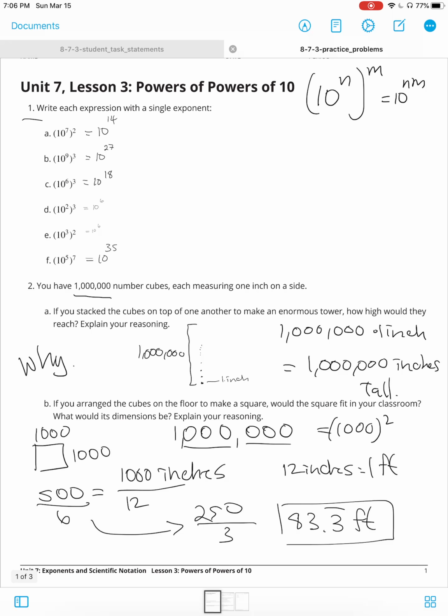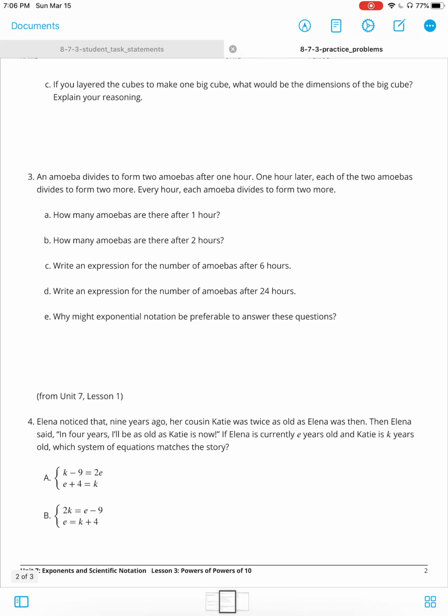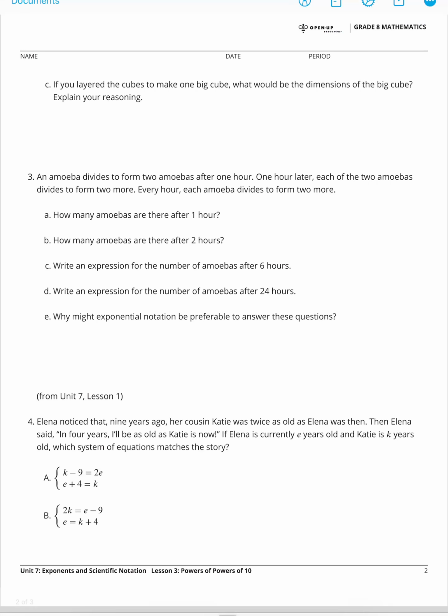That's pretty big. I don't think this cube would fit. Sorry, this square would fit in our classroom. How do you turn? There you go. Big oof. If you layered the cubes to make one big cube, what would the dimensions of the cube be? Same idea. You have a million.